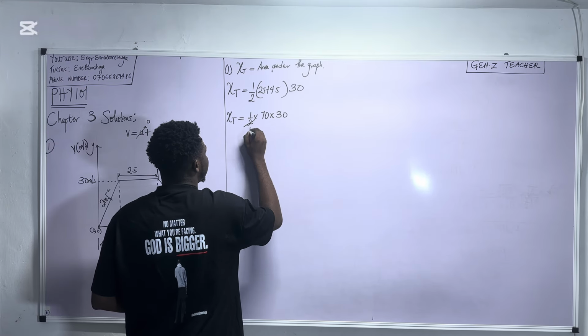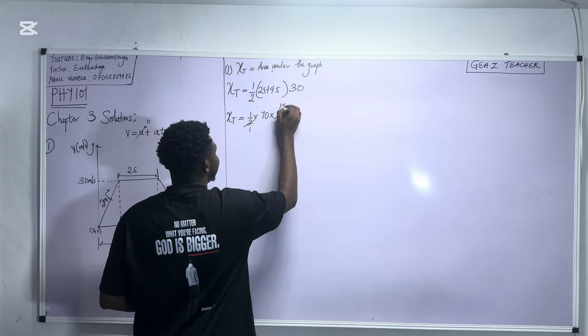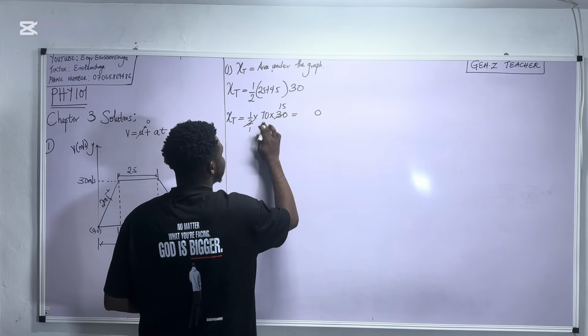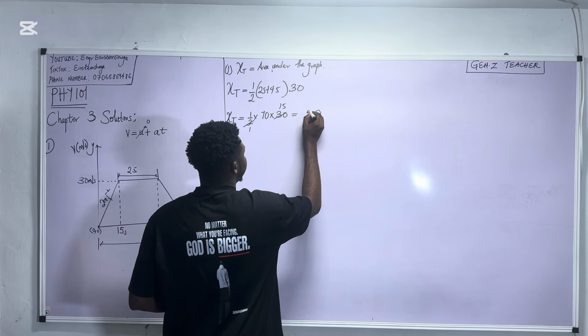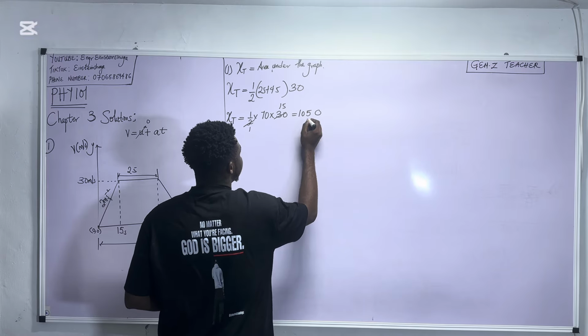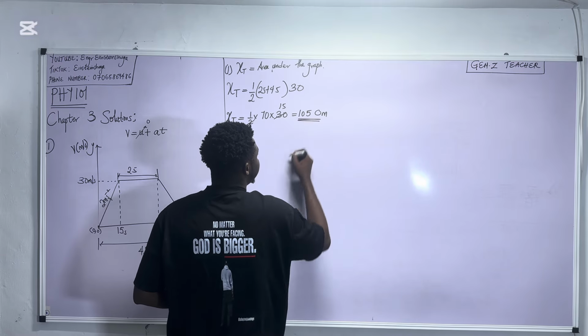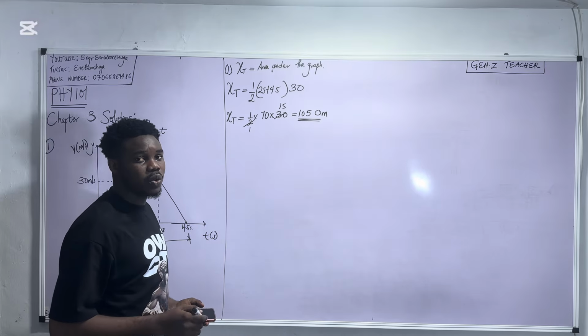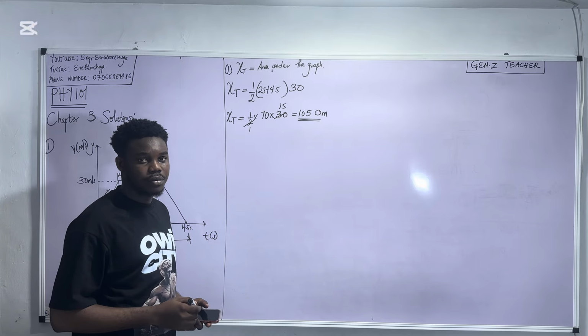So 2 into 70 is 35, and 2 into 30 is 15. So what should become our answer? 7 times 5 is 35, put down 5, carry 3, 7 times 1 is 7, plus 3 is 10. So we have 1050 meters for the total distance traveled.